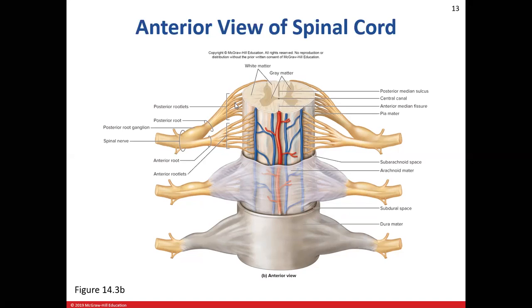Here's our posterior rootlets that again are sensory, that form our posterior root, our anterior rootlets that form our anterior root, our dorsal root ganglion that again is a sensory component, and then we have those two roots joined together that form the spinal nerve.